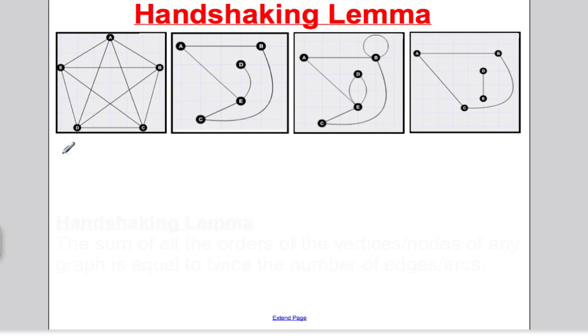Now, remember the order of each vertex is how many arcs connect to it, right? So remember, we've seen this one before. Each of these had an order of 4 because 4 arcs were coming out of it. Now, let's work out the total order of this graph. The total order is therefore 5 lots of 4, which is 20.